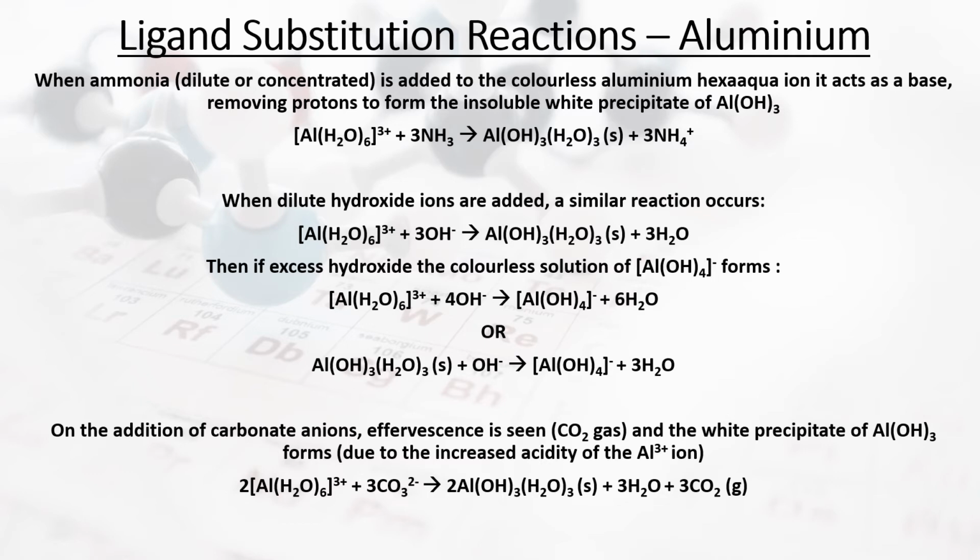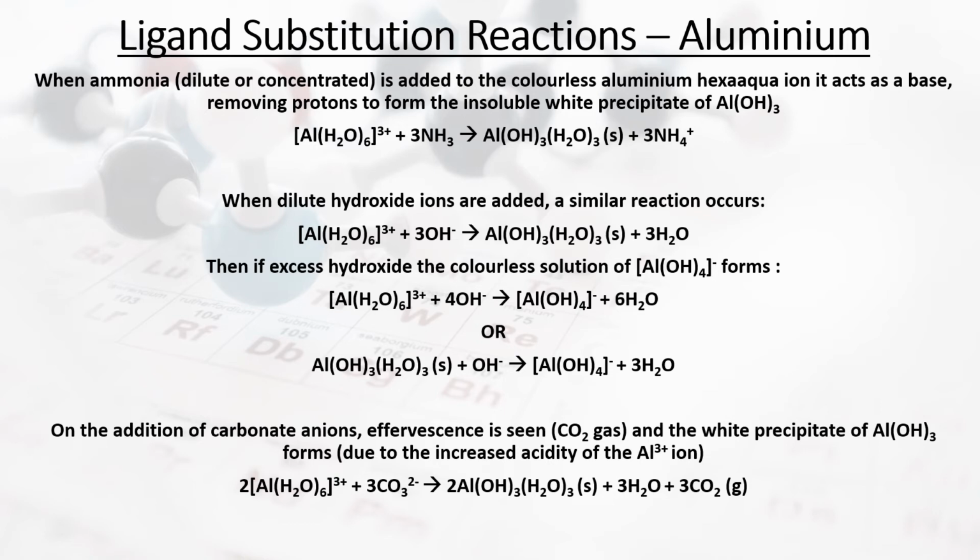Now it slightly changes when we think about our hydroxide ions. If we use dilute hydroxide, or we add a little hydroxide in, we get exactly the same reaction we've been seeing for the iron species before. The hydroxide anions are acting as a base, removing protons to form this insoluble hydroxide, again the insoluble aluminium hydroxide, Al(OH)3(H2O)3, that white precipitate.